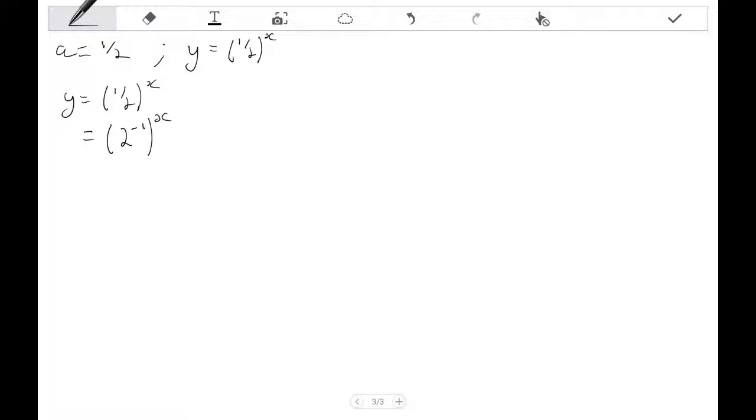Okay, and that means that using power laws we can write this as 2 to the power of minus x. So all that we've done is we've replaced x with minus x. So now every value of y that we had for x, we now have for minus x. So what does that look like? Well, it looks like a reflection in the y-axis.